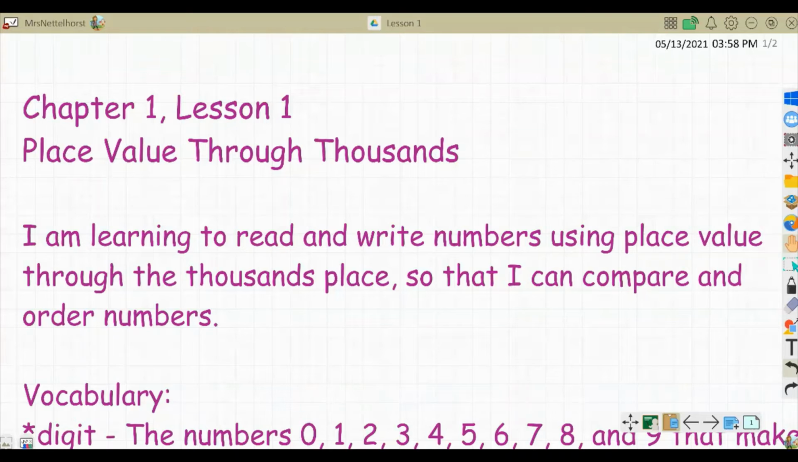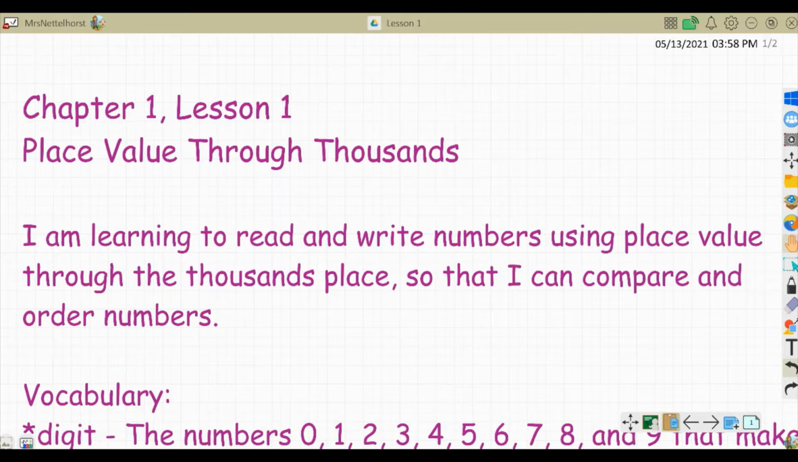Hi, boys and girls. Today we're doing Chapter 1, Lesson 1. I know, it seems like it should be the beginning of the year, huh? But that's not the order we do things in third grade here. So we are doing place value through the thousands place. Our learning intention is I am learning to read and write numbers using place value through the thousands place so that I can compare and order numbers.